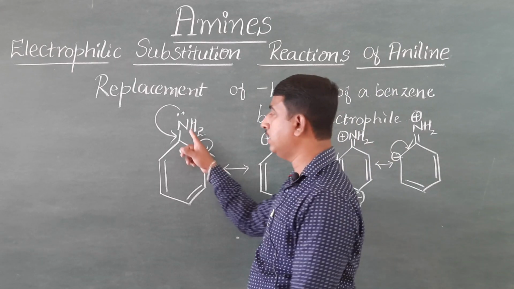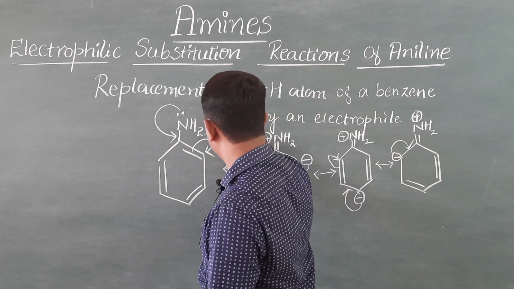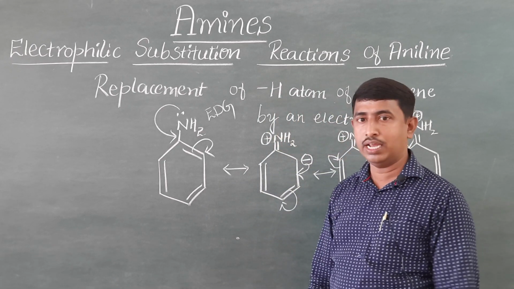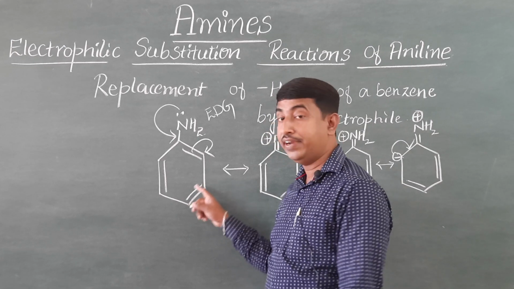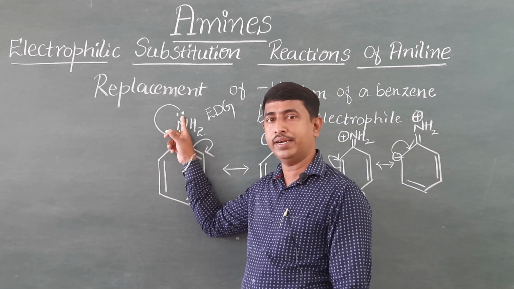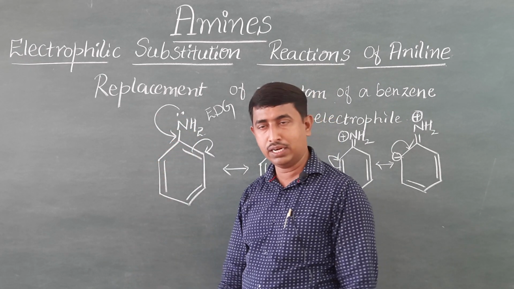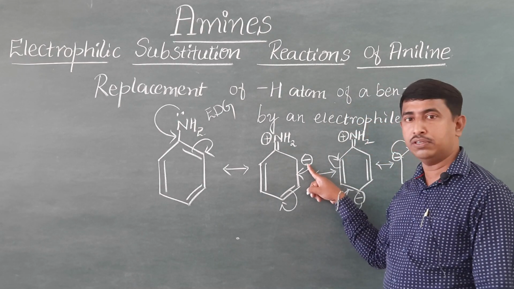So, in aniline there is one activating group, or we call it an electron donating group. Why is it called an activating group? It activates the benzene ring by donating a pair of electrons. So due to the donation of pair of electrons, electron density increases. You can see negative charge here.